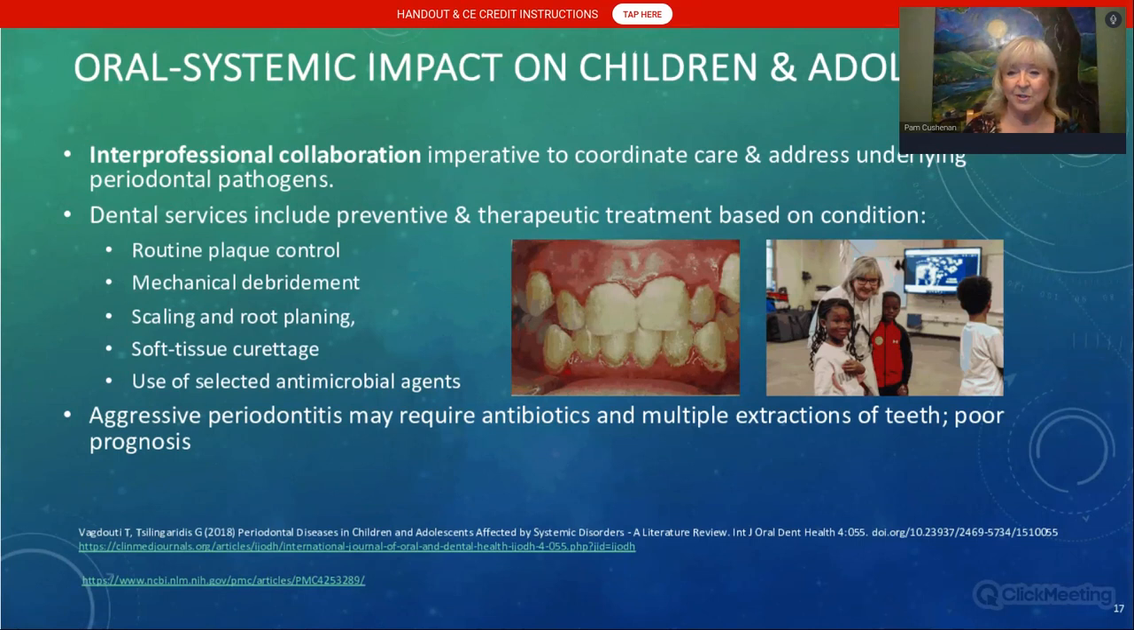What we are able to do for patients with these conditions, and do very well, is our routine plaque control, of course, removing hard deposits as well, mechanical debridement, scaling and root planing, soft tissue curettage. We're using a lot more lasers today, and use of selected antimicrobial agents. These are ways to help decrease the impact of these oral systemic issues. Also, when certain patients have aggressive periodontitis, the prognosis is normally poor, and that will often require multiple extractions of teeth and use of antibiotics.